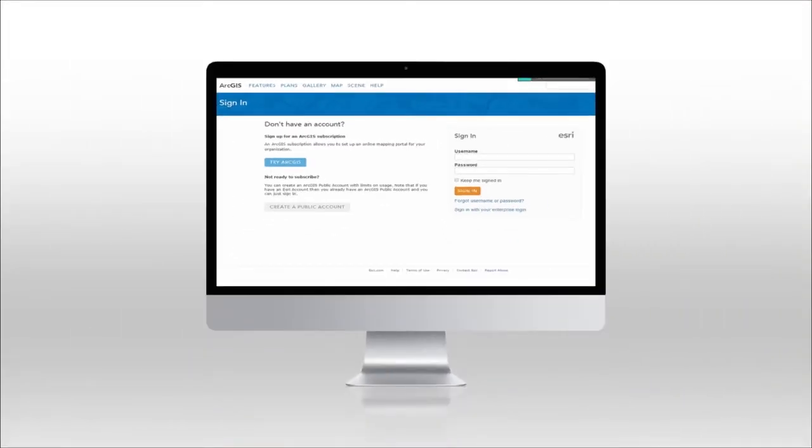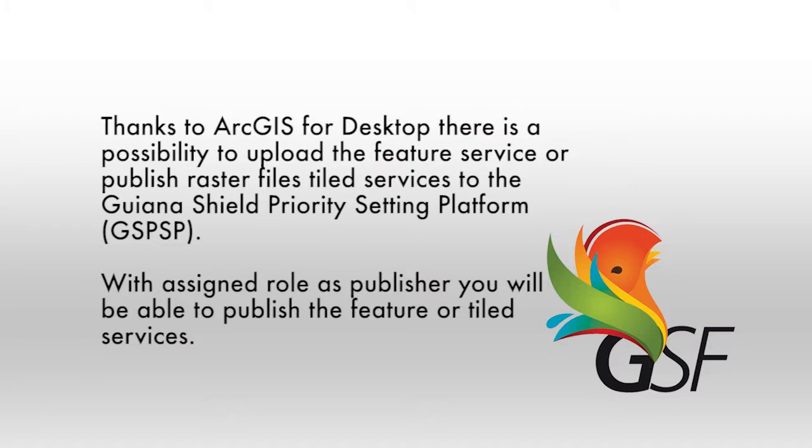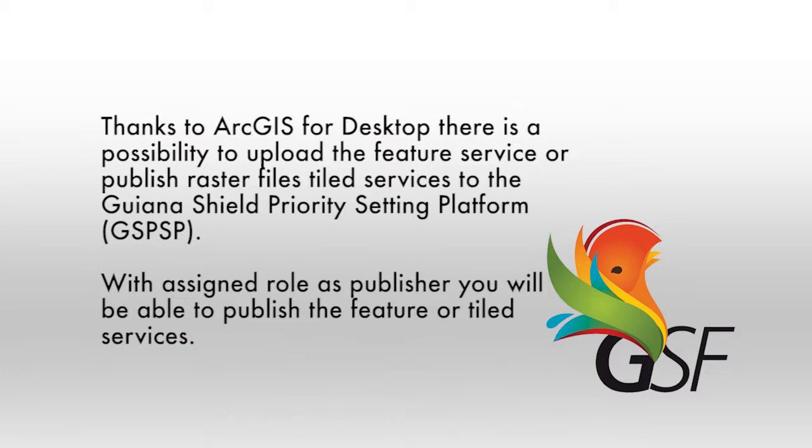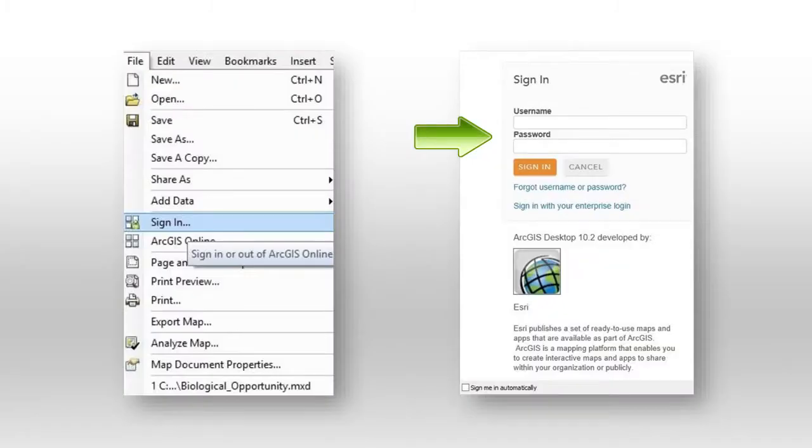Using ArcGIS for desktop. Thanks to ArcGIS for desktop, there is a possibility to upload the feature service or publish raster files, tiled services to the Guiana Shield Priority Setting Platform, the GSPSP. With an assigned role as publisher, you will be able to publish the feature or tiled services. Sign in to ArcGIS Online within the ArcGIS for desktop environment.